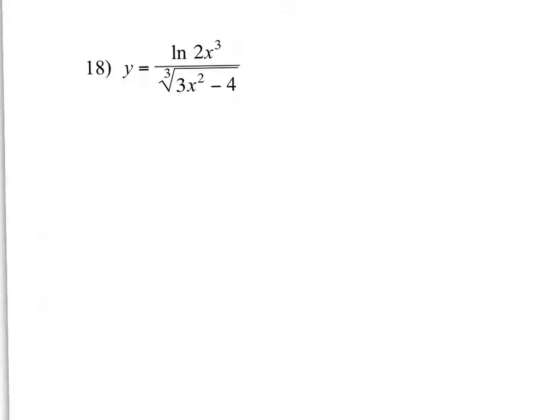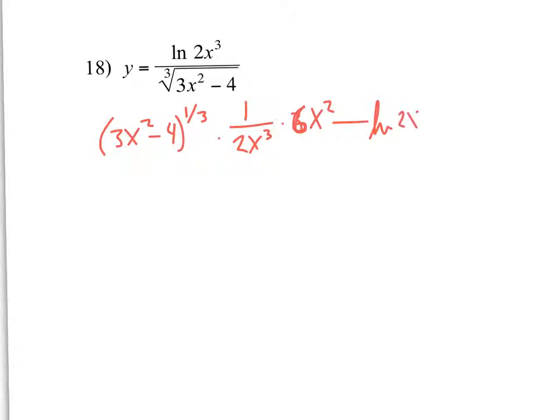All right, for number 18, we've got a quotient rule involving some natural log stuff. So we're going to have the bottom, that's going to be (3x squared minus 4) to the 1/3 times the derivative of the top, which is going to be 1 over 2x cubed multiplied by 6, not 3, x squared. And that's going to be minus the top, the natural log of 2x cubed times the derivative of the bottom.